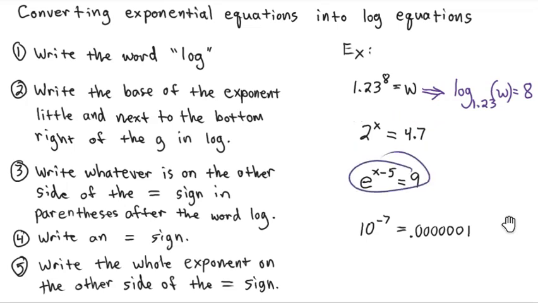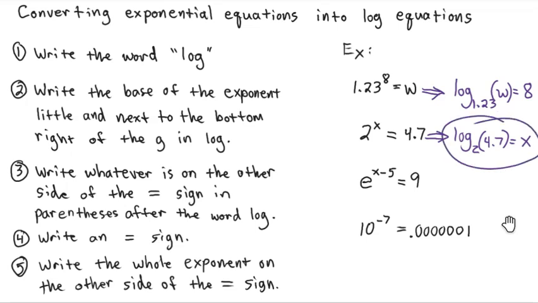Okay, so now let's convert. Let's do this one and this one and this one. We'll see how it goes. Here, we're going to write the word log. We're going to write the base of the exponent, which is 2. Put a 2 here. The other side of the equal sign is 4.7, so in parentheses we'll put 4.7. Put an equal sign, and then the exponent is x, so we'll just put an x here. And sure enough, there's our logarithmic equation. Why don't you try these two before I do them? You can pause the video.